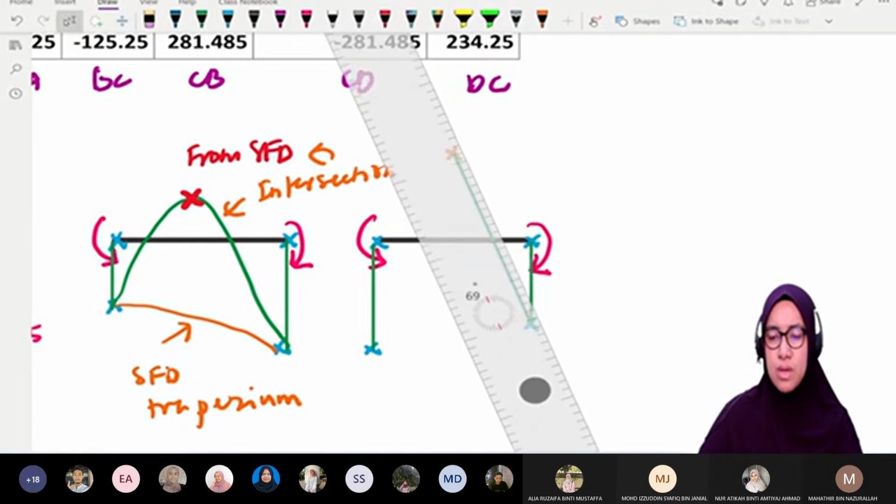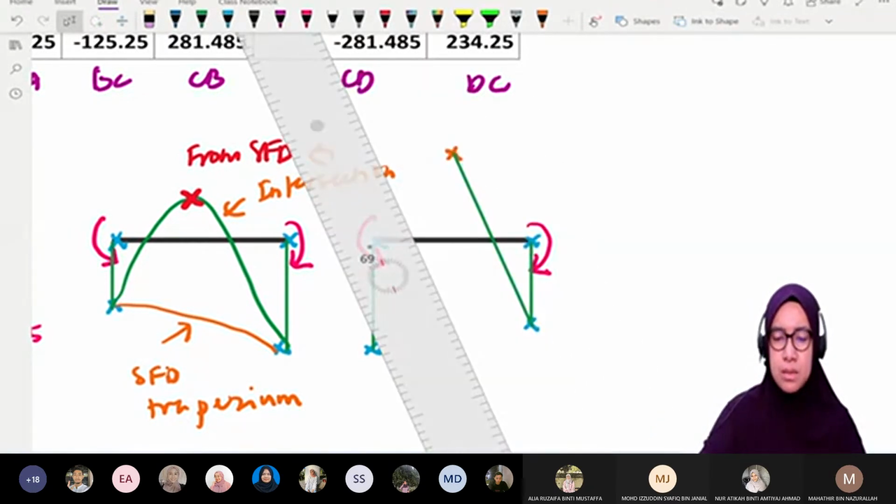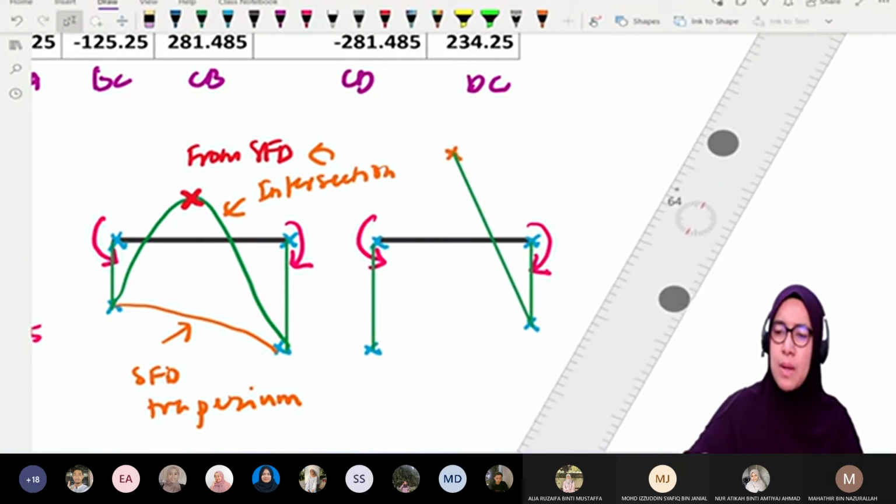Tekak pun dah kering dah. 4 jam daripada pagi tadi. Tak boleh nak pusing dah. Panas dah dia pun. Okay.